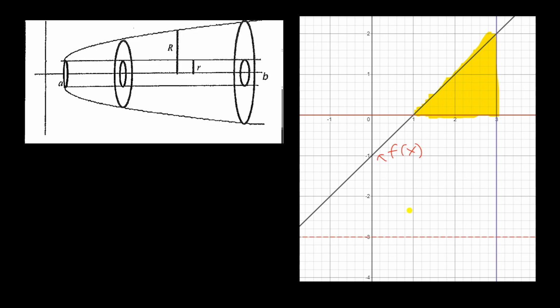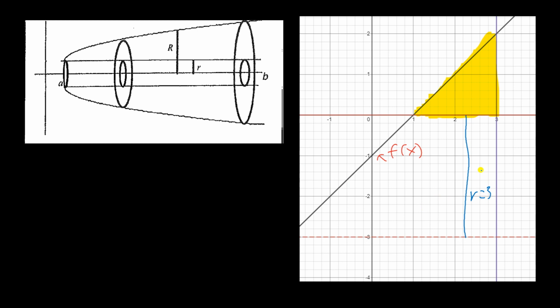Another type of problem you might see is when you're rotating around a line that isn't even touching the area that you're rotating around. So when we rotate, it's going to leave an area of empty space in the middle. This is when we have two radii. The first one, I'll call it little r, is the distance from the axis of rotation to the start of the curve. In this case, it's going to be this distance, or just 3.